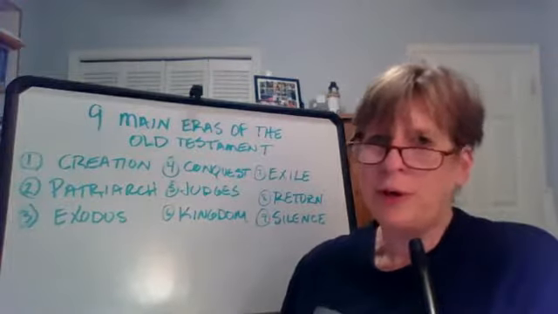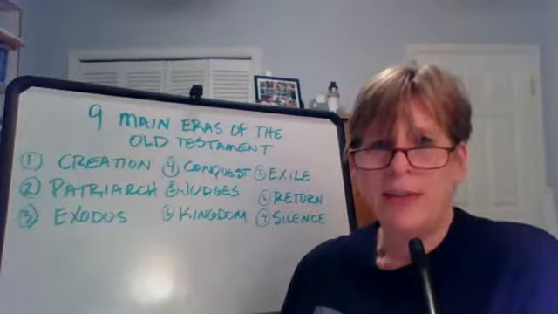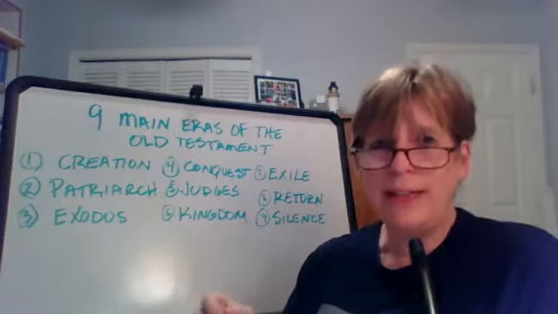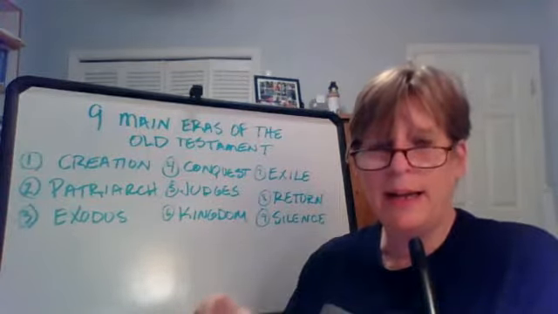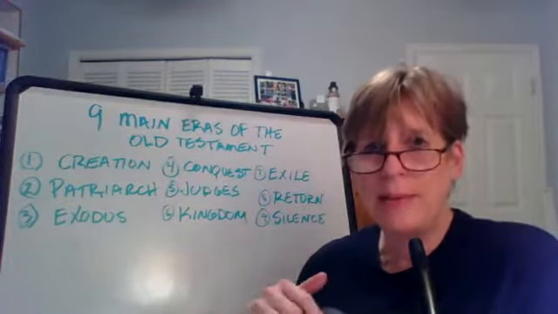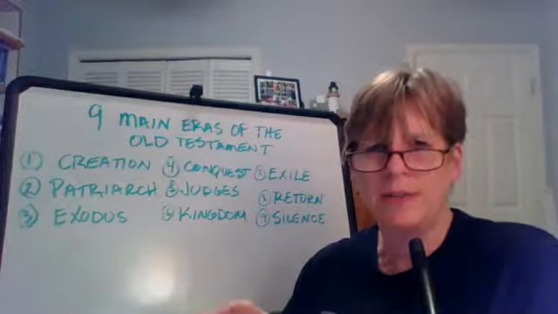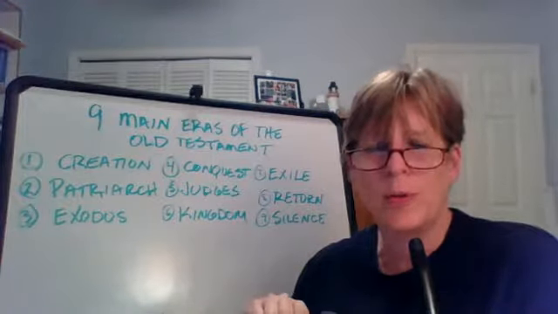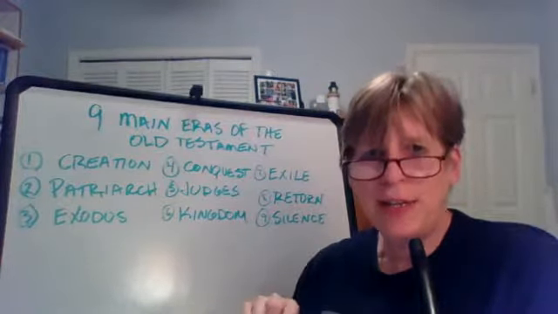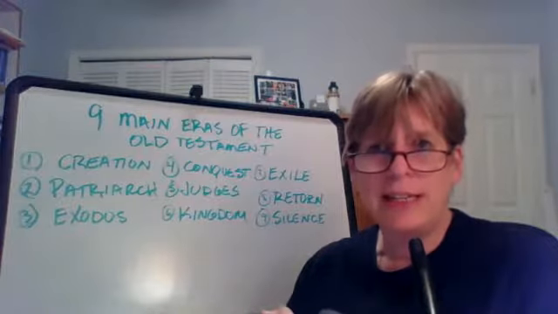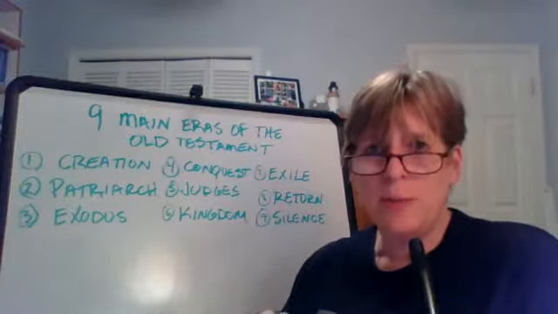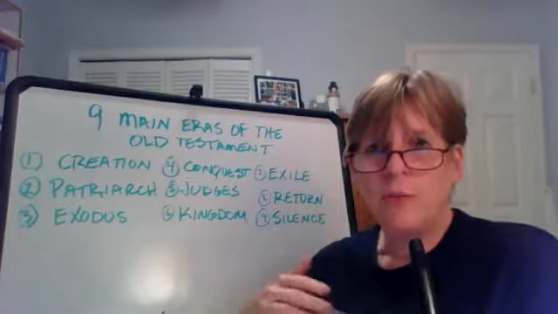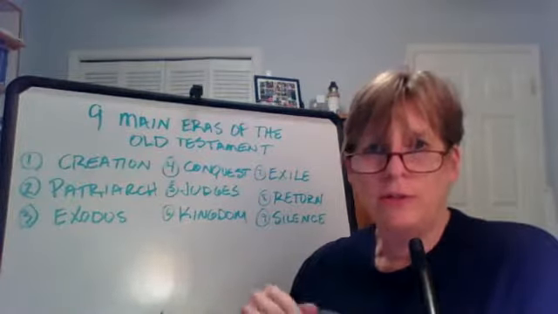Next, we have the return era. In the return era, the Babylonians were defeated by another foreign country who came in. I believe his name was Cyrus or Cyprus, King Cyrus or King Cyprus. I can't remember which one. But he came in and defeated the Babylonians. And eventually, he said to the Jewish people, the Israelites, you can go home. And so many of them returned to Jerusalem.